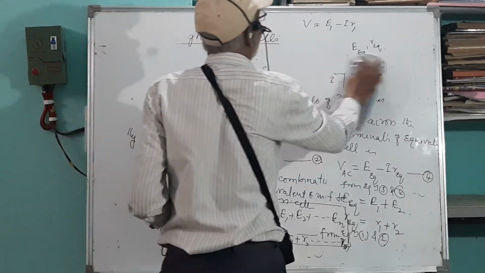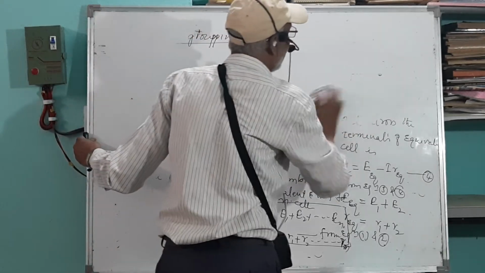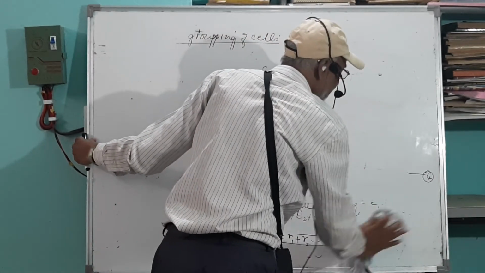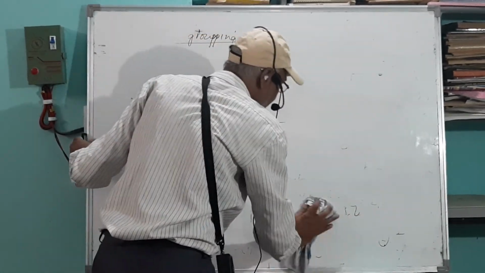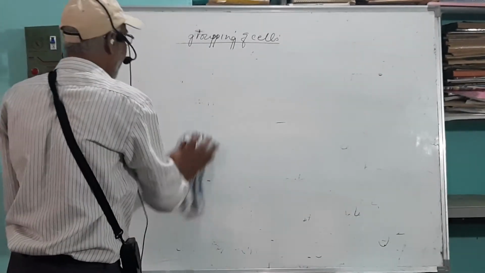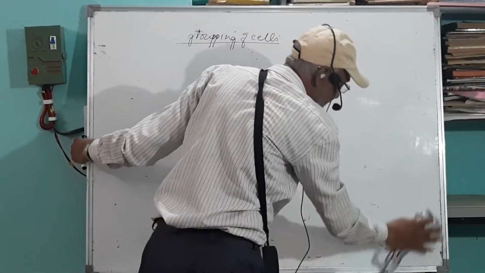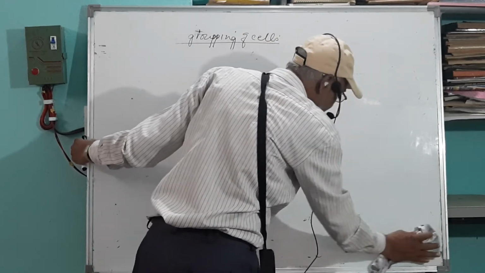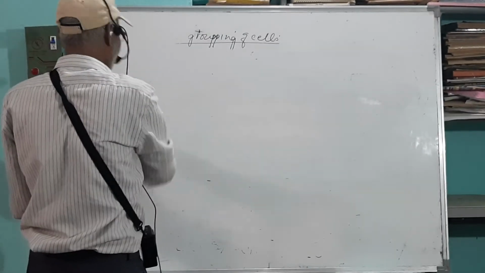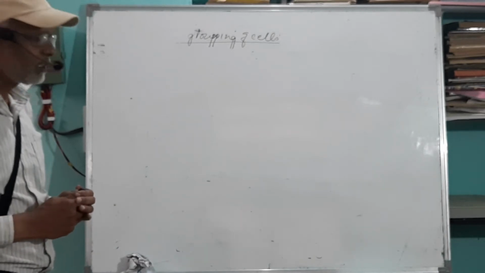See here, as I said, when we say that two cells are grouped in parallel, between two given points, the positive terminal of all the cells is connected to one point, and the negative terminal of all the cells is connected to the other point. So if the positive and negative terminals of all the cells are connected between two given points, such a grouping of cells is known as the parallel grouping of cells.